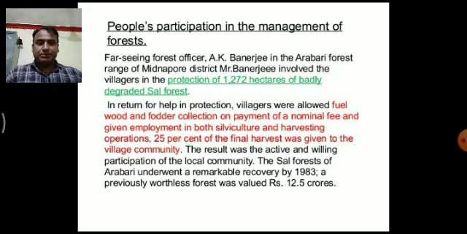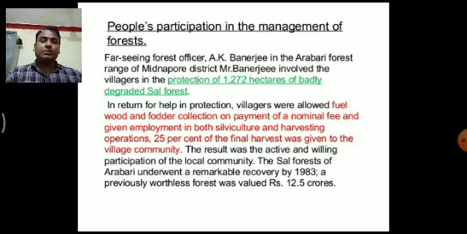People's participation in management of forest. Far-seeing forest officer A.K. Banerjee in the Arabari forest range of Midnapur district involved the villagers in the protection of 1,272 hectares of badly degraded sal forest.